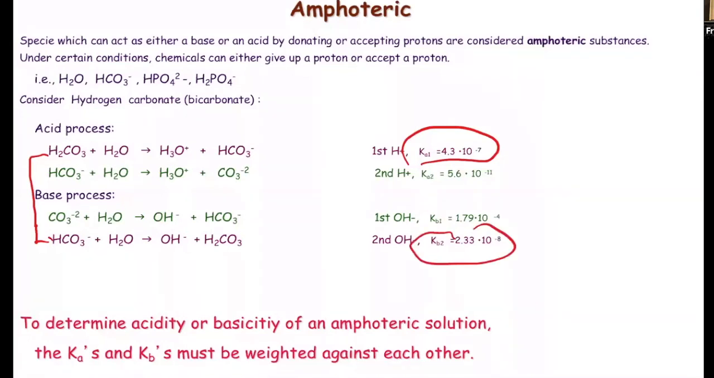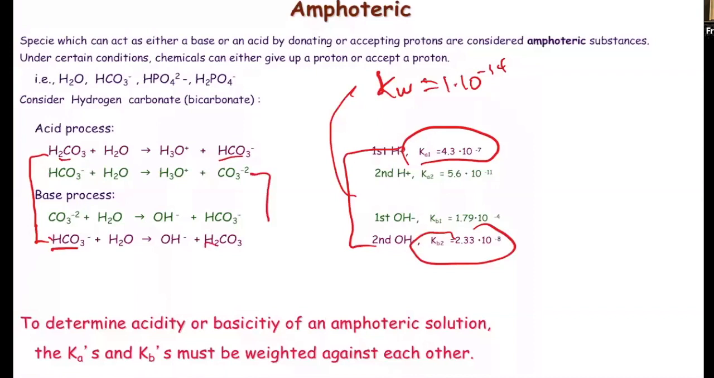But if you multiply these two out, guess what? That's equal to Kw, 1 times 10 to the minus 14. Why is that so? Because these are conjugate pairs. When you multiply them out, they're going to be equal to 1 times 10 to the minus 14. So conjugate pairs are related by Ka times Kb equals Kw.